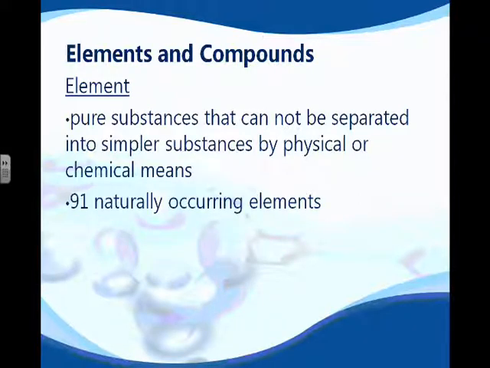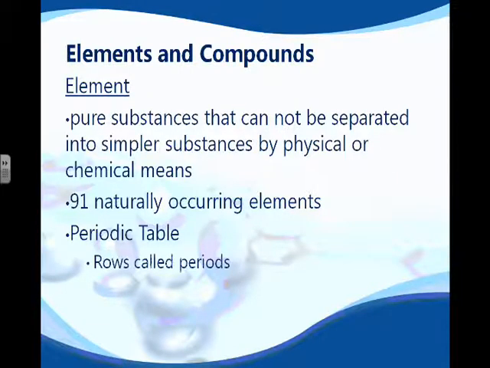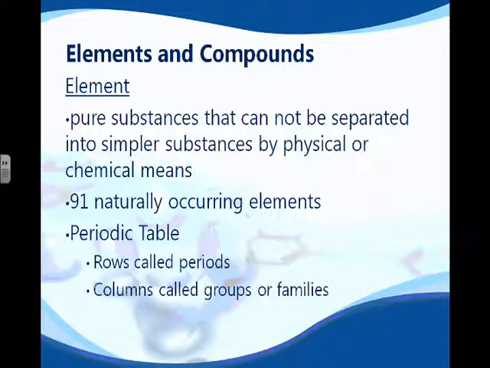Now you have 91 naturally occurring elements. You're going to find these on the periodic table that you have in the back of your book, and you are going to need your chemistry book later in this video, so you may want to grab it. Now the rows going left to right across the periodic table, the horizontal rows, are called periods. The columns, which go up and down, they're vertical, they're called groups or families.